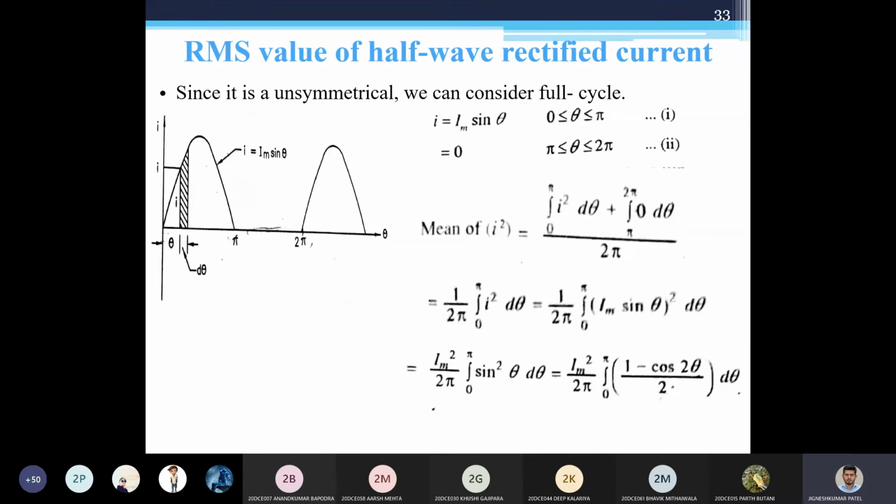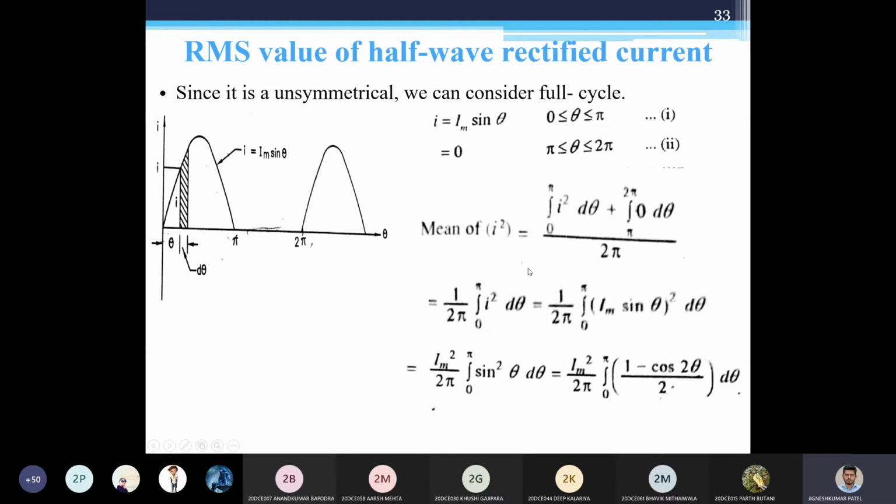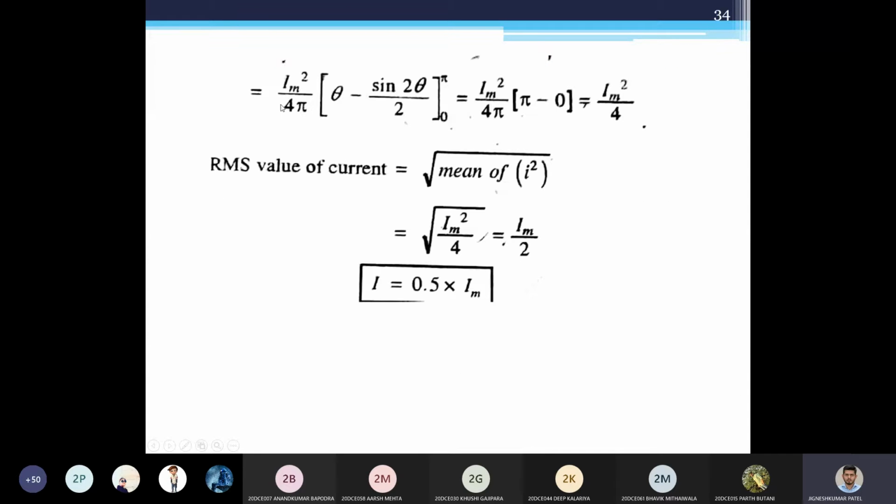Same derivation for the half cycle. You will get the same values, but here the only difference is that you will get Im square divided by 4, because the 0 d theta part will vanish. It would become 0 over here only. So my integration would now become only from 0 to pi, and we'll get Im square by 4 pi times theta minus sine 2 theta by 2 over 0 to pi, and as this is pi, we'll get only pi, and Im square by 4 is the mean square, and if you find the RMS value, it would become 0.5 of Im.